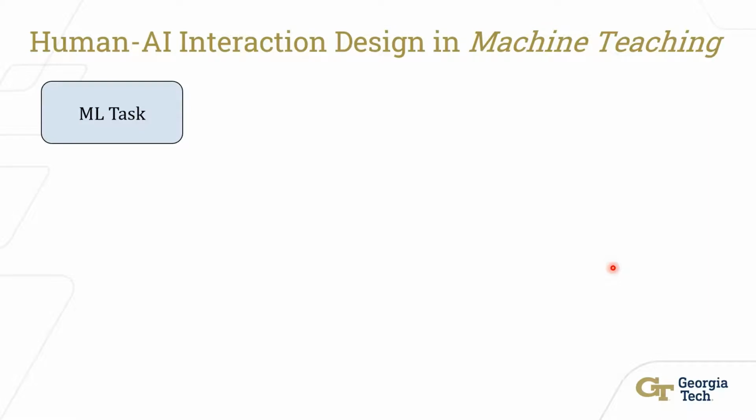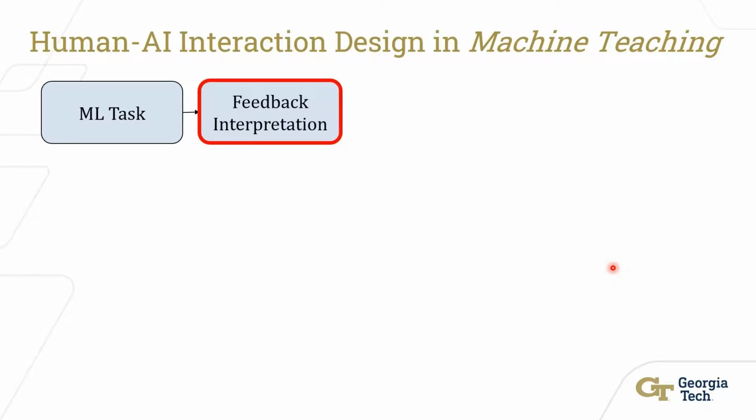The whole design process begins with the task that we want to solve. The first question that we need to ask is, what feedback interpretation mechanism am I using here? That is, how am I going to leverage the human feedback in training the machine learning model? In the example I discussed earlier, I mentioned that we use data augmentation as a feedback interpretation process.